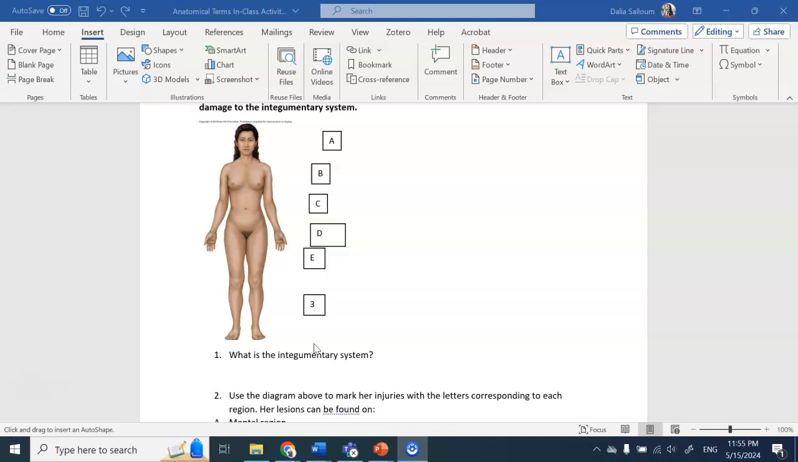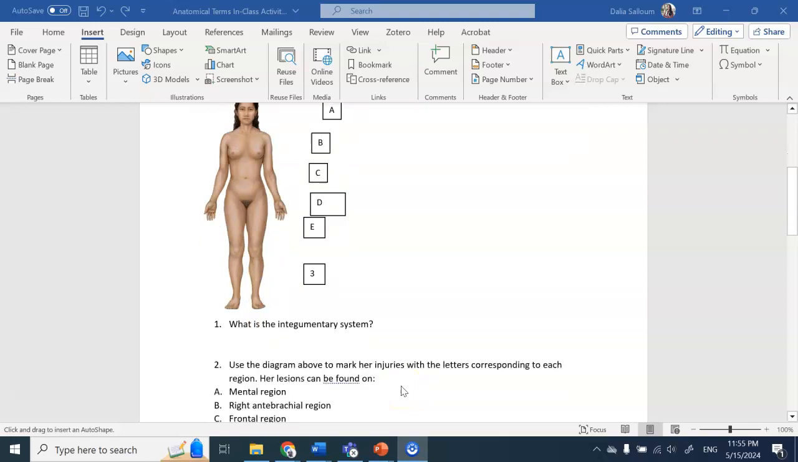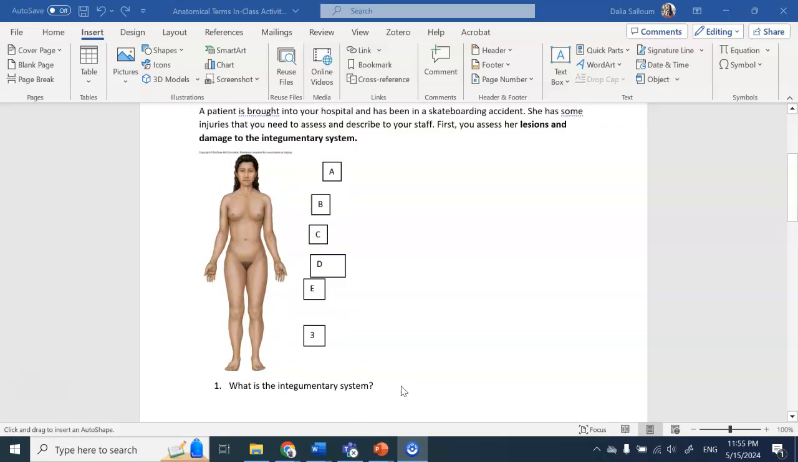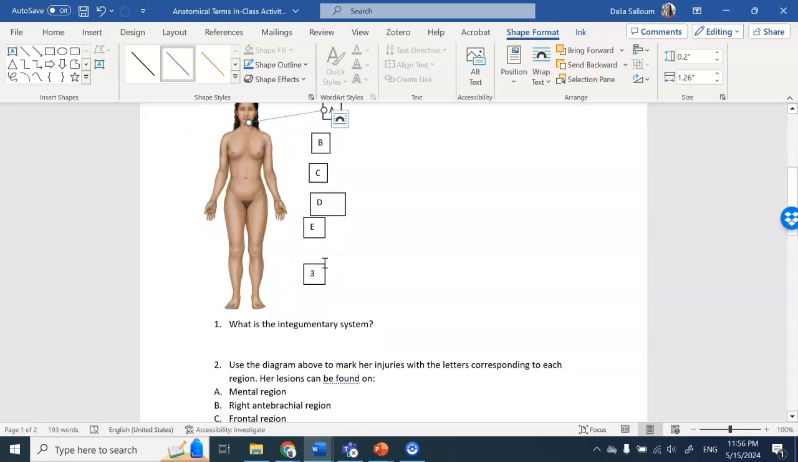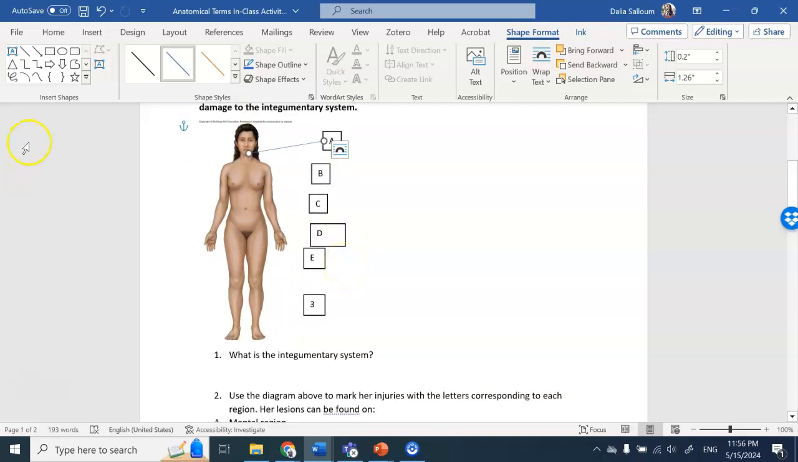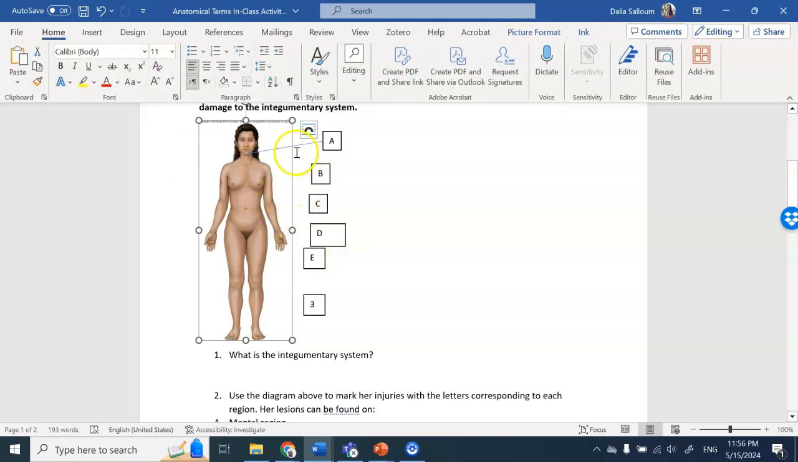The second question says, use the diagram above to mark her injuries with the letters corresponding to each region. Her lesions can be found on A, which is the mental region. So I have an A here because I don't have the capacity to do a fancy drawing. There's an A for the mental region, or the chin region. Then we have B, the antebrachial region.